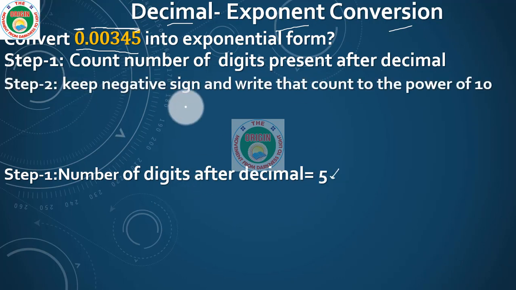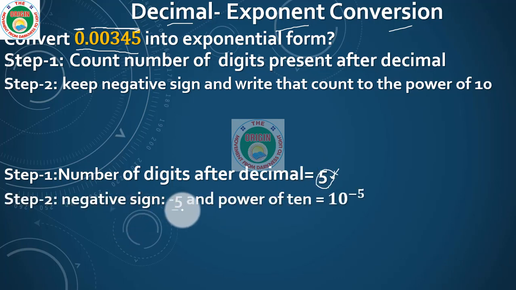Next, step 2. Keep the negative sign and write down that count as the power of ten. Keep the negative sign. So what is the number here? 5. Keep the negative sign, that is minus 5, and write the power of ten: 10 power minus 5. This is the second step.